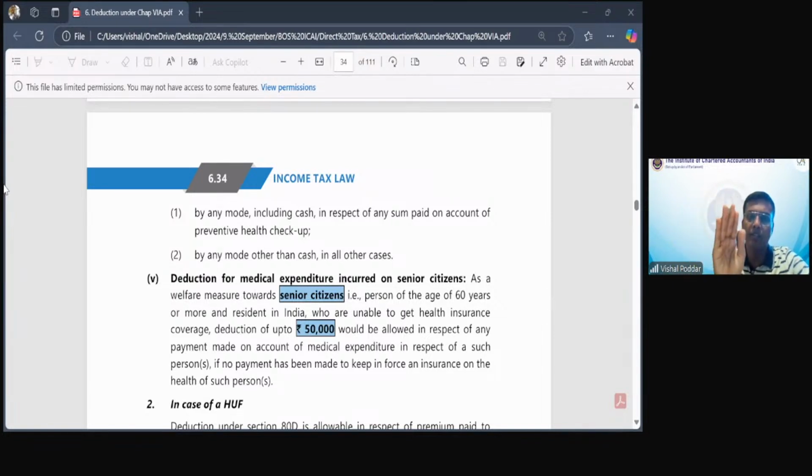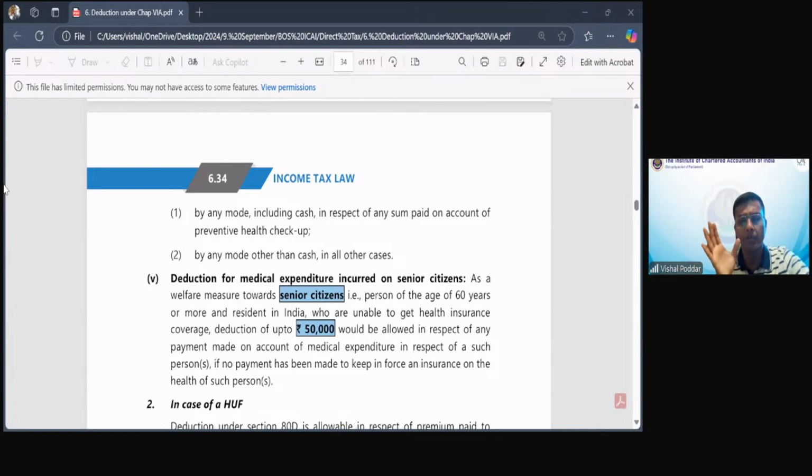So if my parents are senior, for them the limit is 50. For them means whatever payment I make for them. And the limit for myself, my spouse, children, total is 25. If myself and my spouse are also senior, then for our payment also 50, and for my parents' payment also 50.